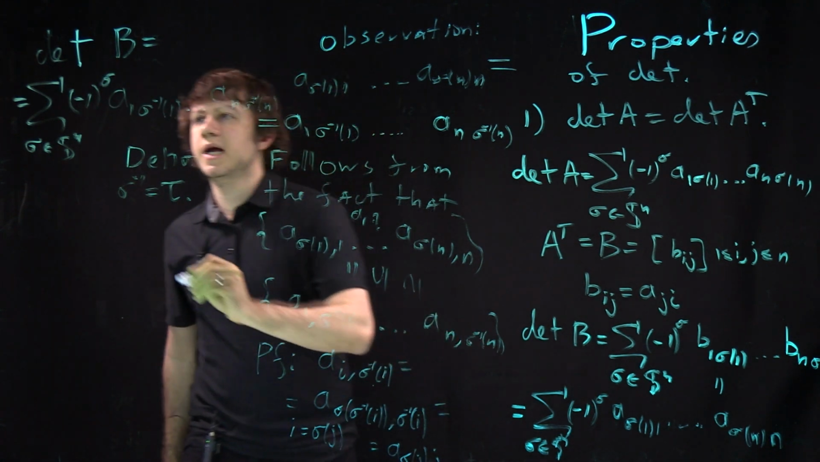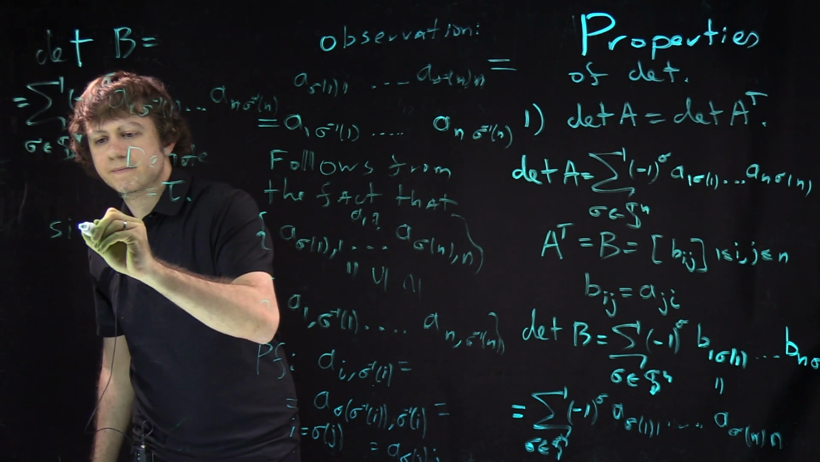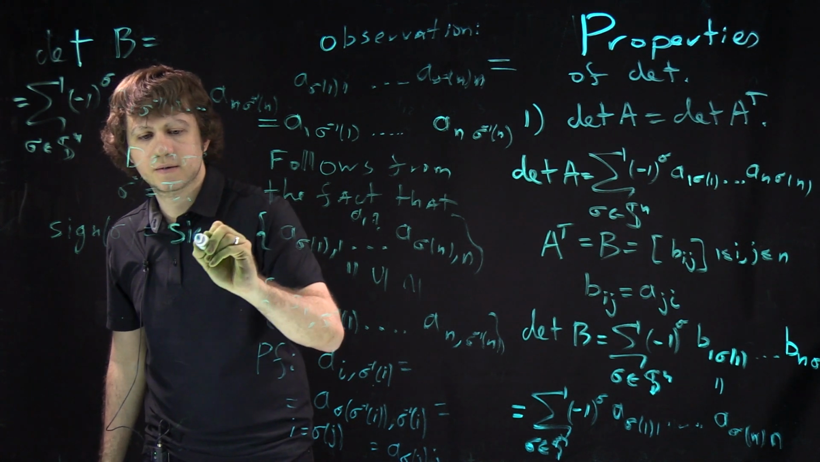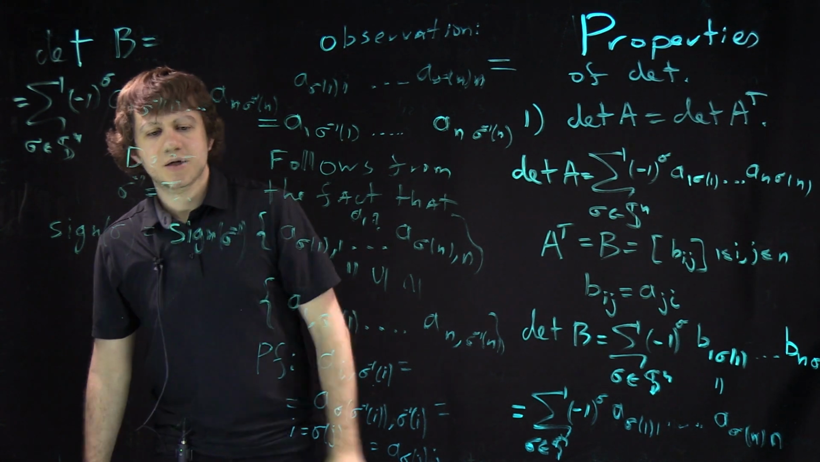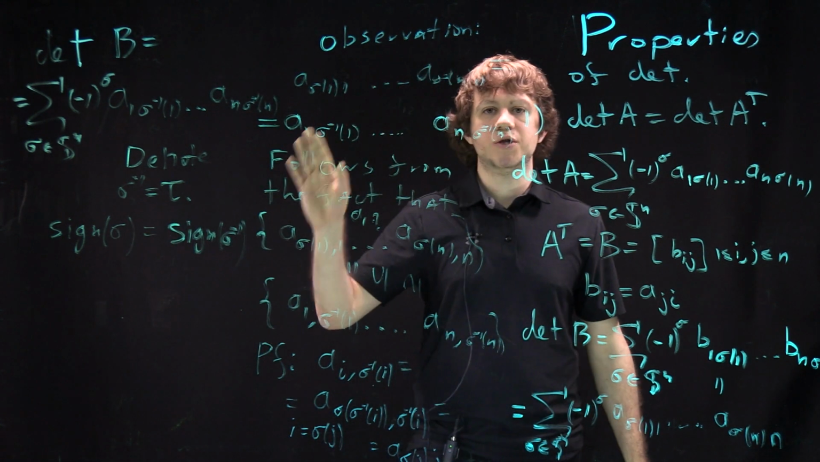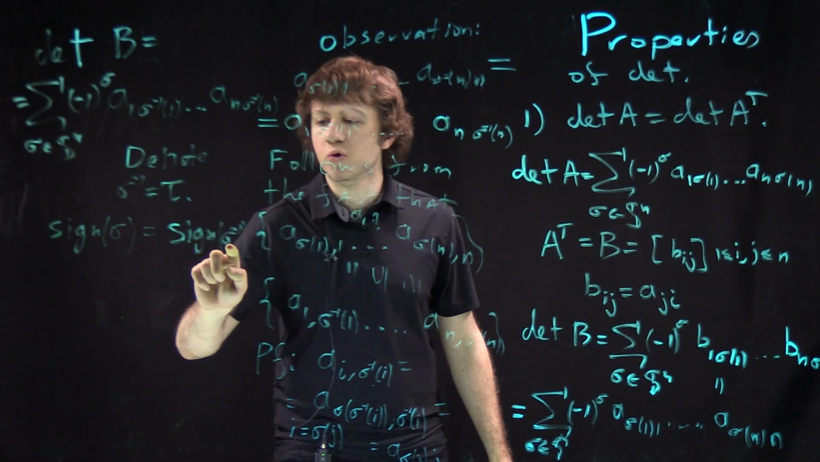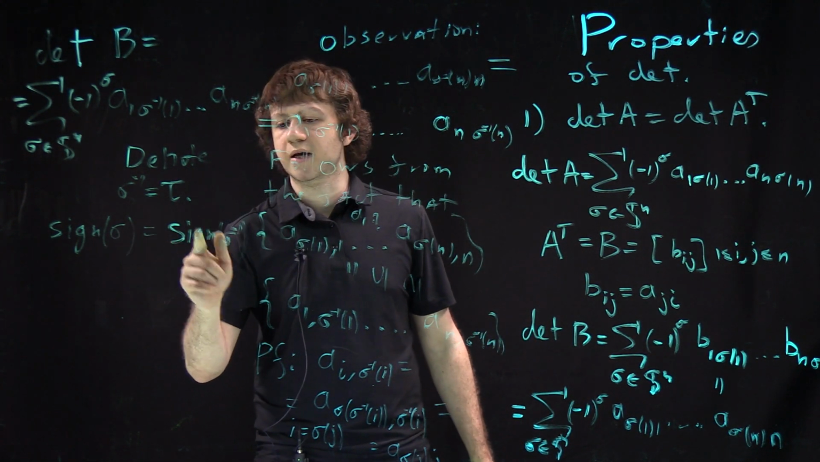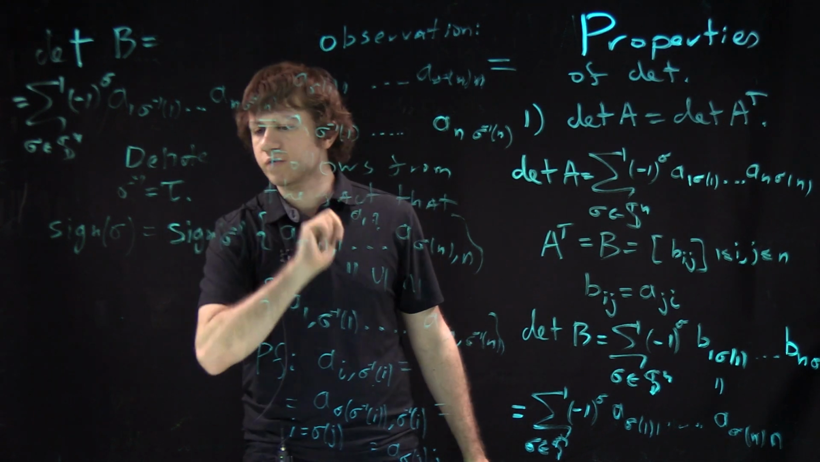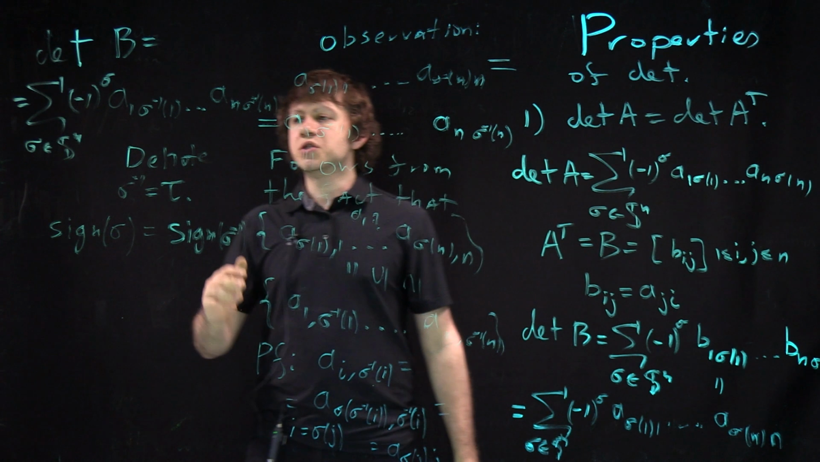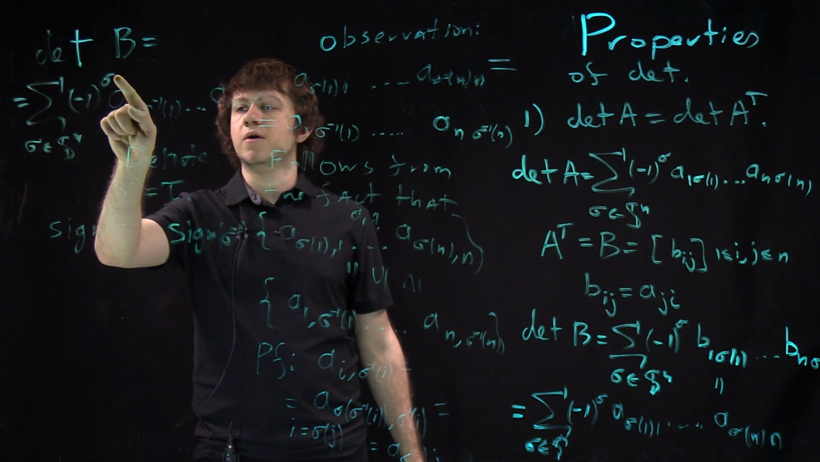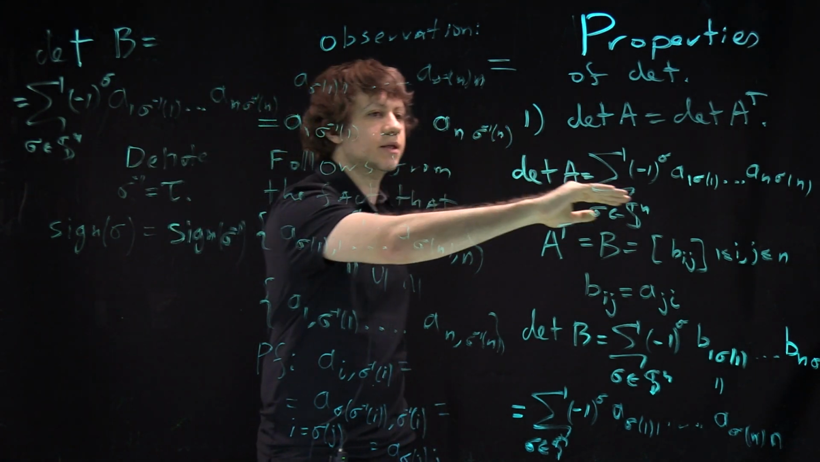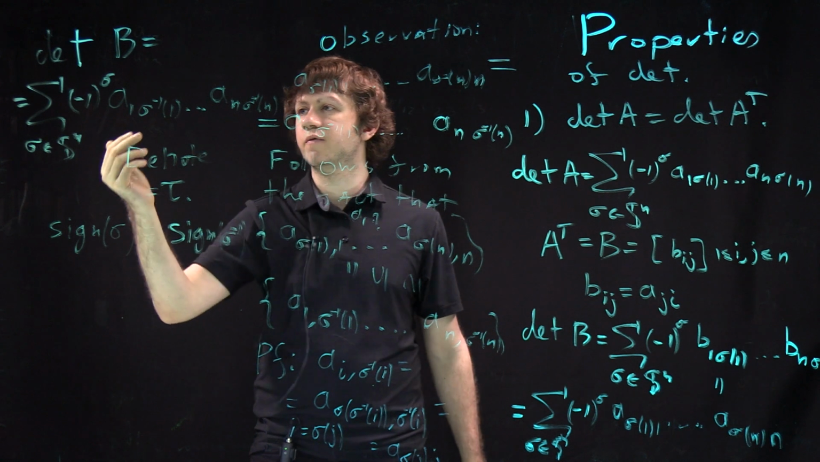And also notice that sine of sigma is the same as sine of sigma inverse. We proved it last time. That's because sigma composed with sigma inverse is identity, so it's even. So sine of sigma plus sine of sigma inverse is even, so both of them have to be the same. And so it means that here we have sine of sigma inverse, and here we do the same monomial. So everything is exactly like in the determinant of A formula, but with sigma inverse instead of sigma.